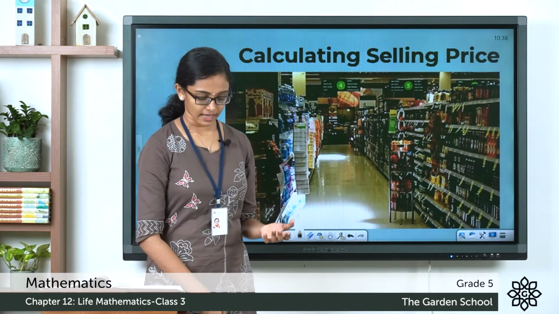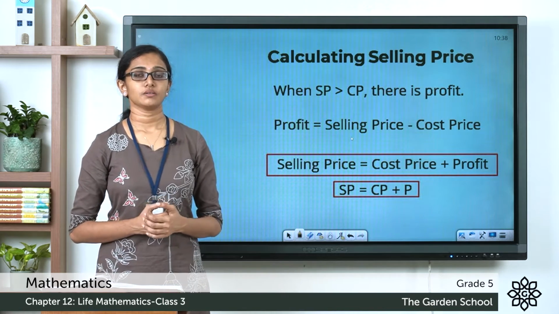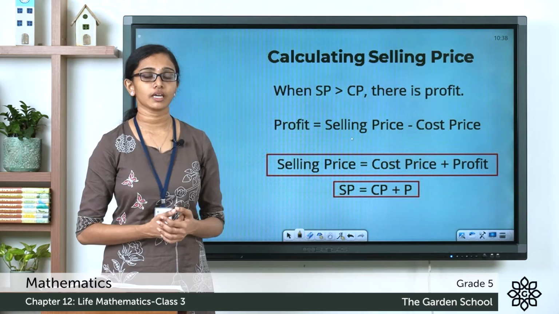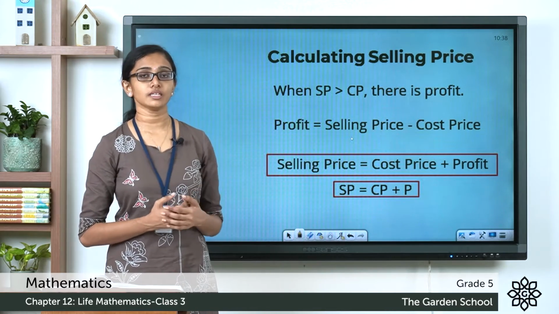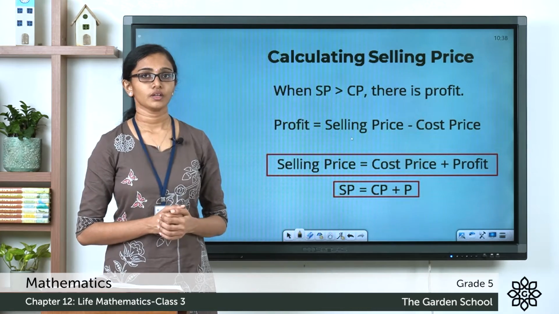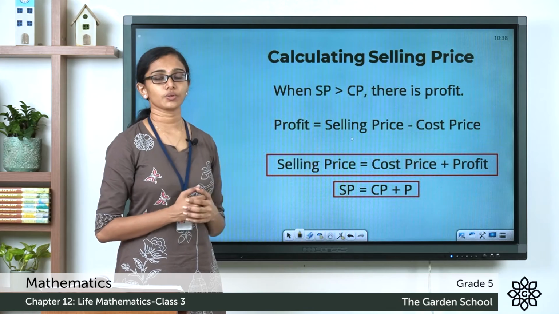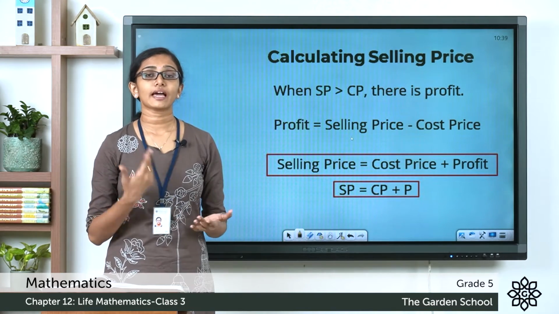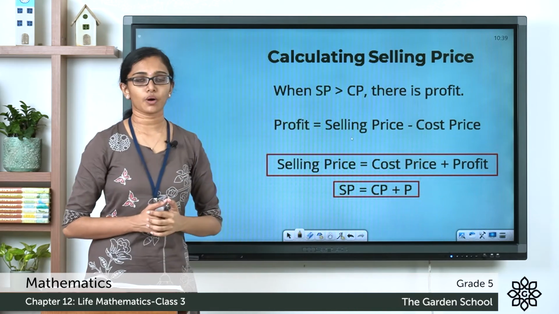Now, we have seen that when the selling price is more than the cost price, which means when we sell something at a price higher than its buying price or its cost price, we get some profit. So that profit will be equal to the selling price minus the cost price. So how do we calculate the selling price given the cost price and the profit?